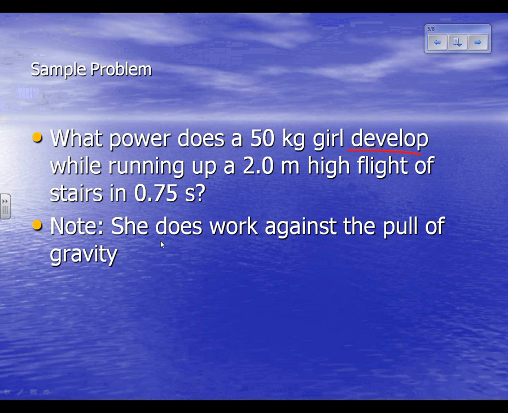And we're also going to assume that even though she's going up a flight of stairs and kind of going sideways, the only force is really what? Up. Right? We're going to sort of ignore the horizontal component there. We're only going up.